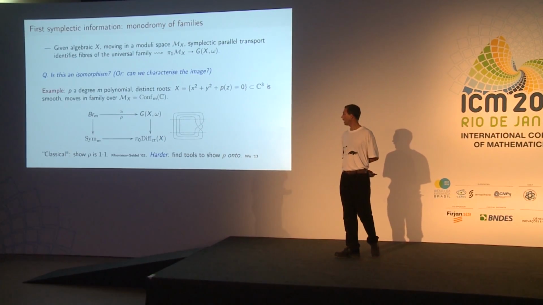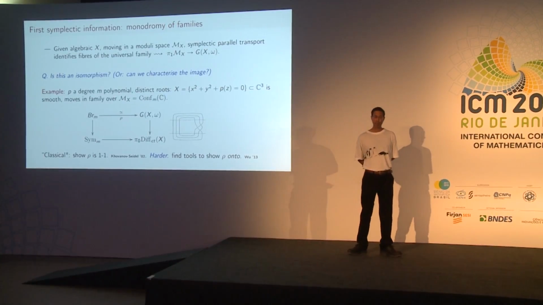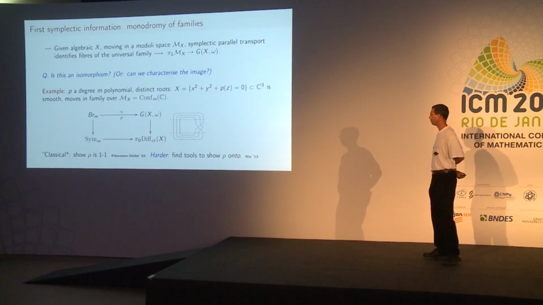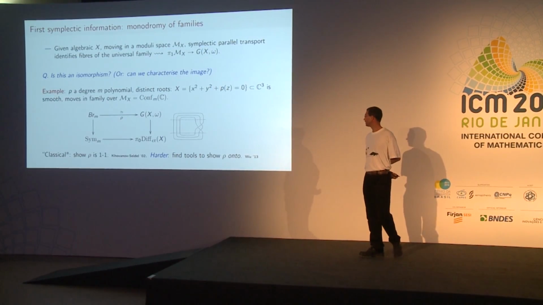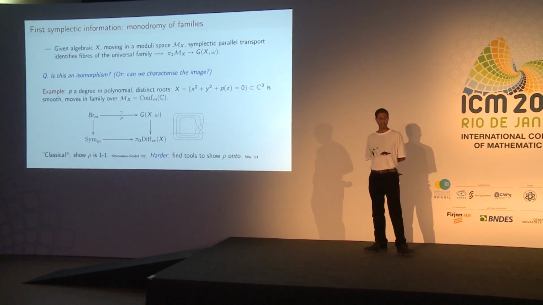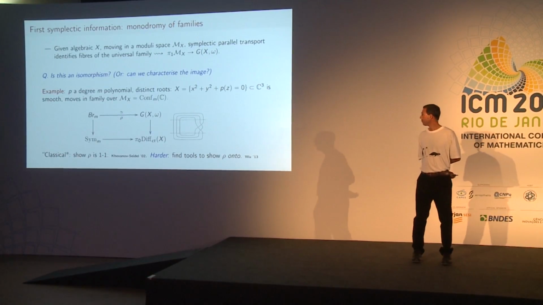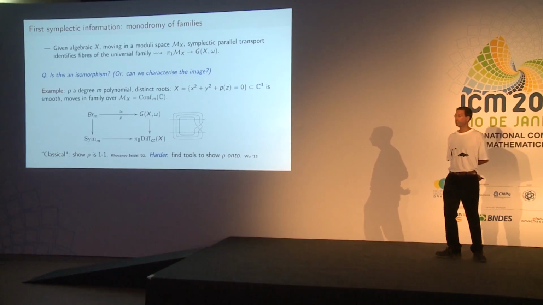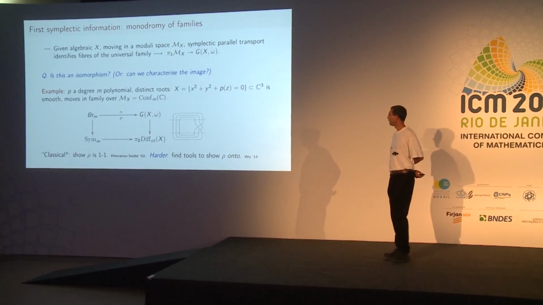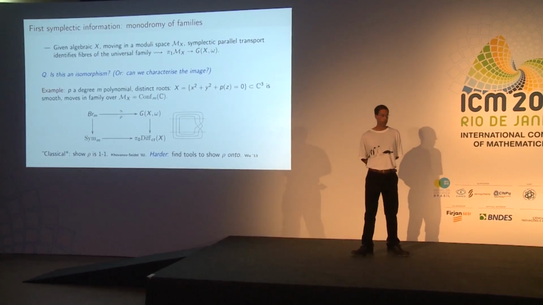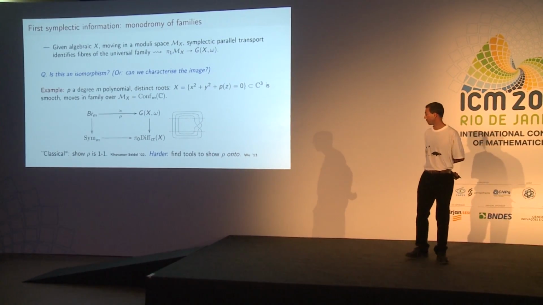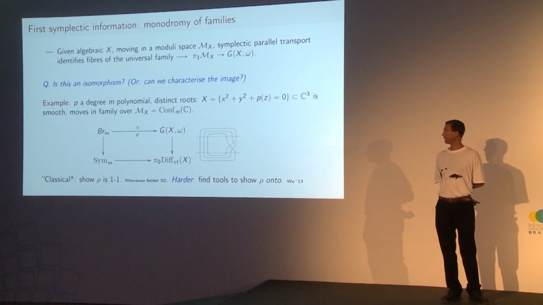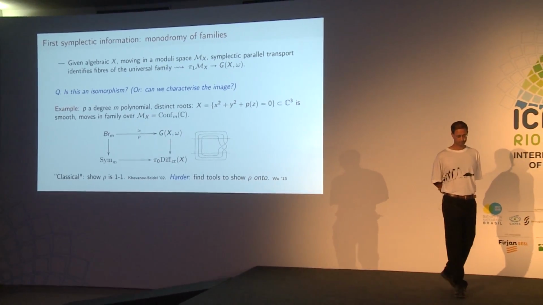So let's look at one higher degree example. If I take a degree m polynomial, I can look at this affine surface, x squared plus y squared plus p of z is 0. If the polynomial has distinct roots, this is smooth. It inherits a symplectic structure from the standard symplectic structure on C^3. And it obviously moves in a family over the space of polynomials with distinct roots, so say configuration space of m points in C. And the fundamental group of configuration space is the braid group. If I take a loop of configurations, I trace out some kind of braid. So I get this representation of the braid group into the symplectic mapping class group of my favorite X.